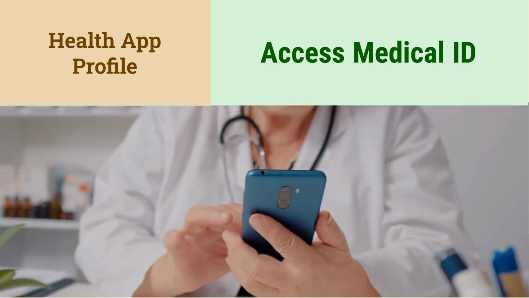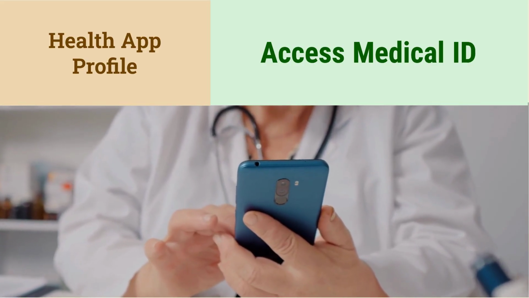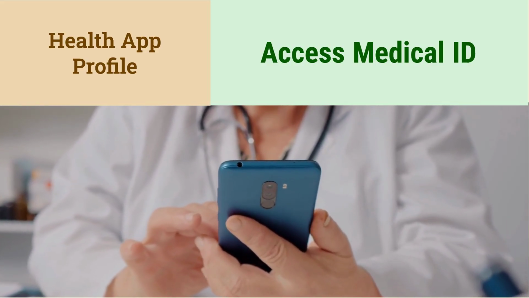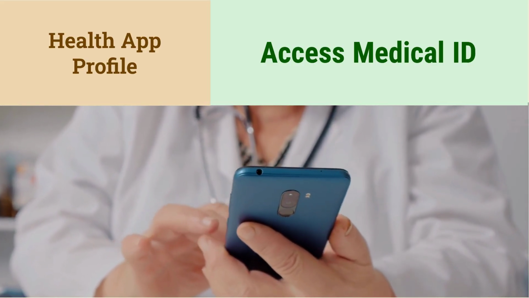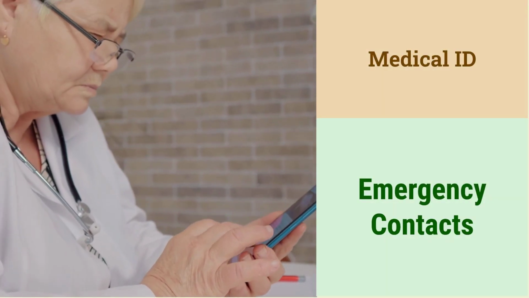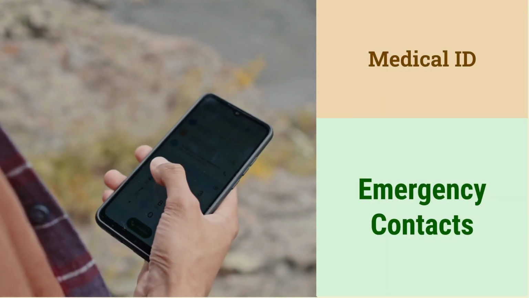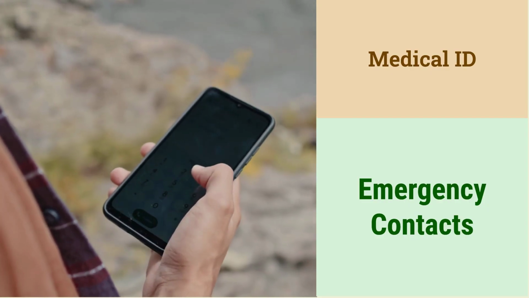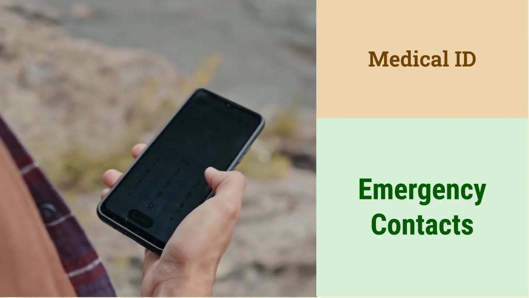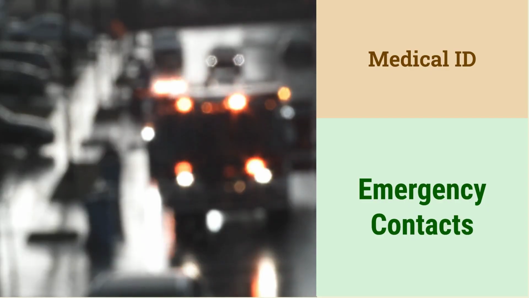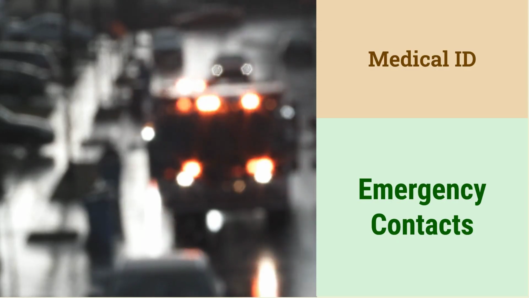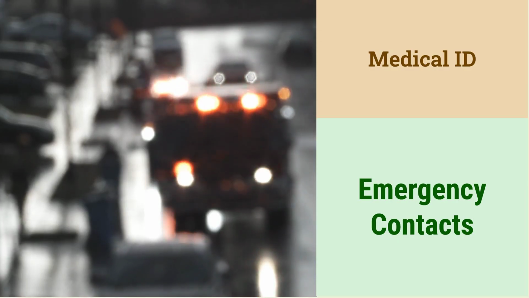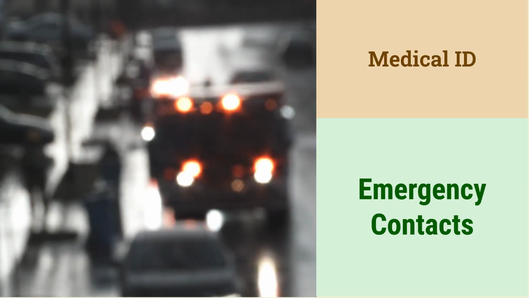Here, you can add important information like medical conditions, allergies, medications you're taking, and your blood type. Crucially, you can also add emergency contacts. These are people who should be notified in case of an emergency. Make sure to enable the Show when locked option. This allows first responders to access your medical ID from your lock screen without needing your passcode.